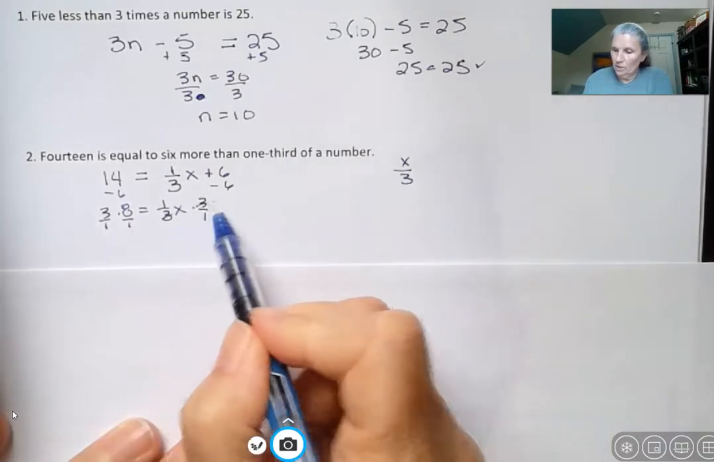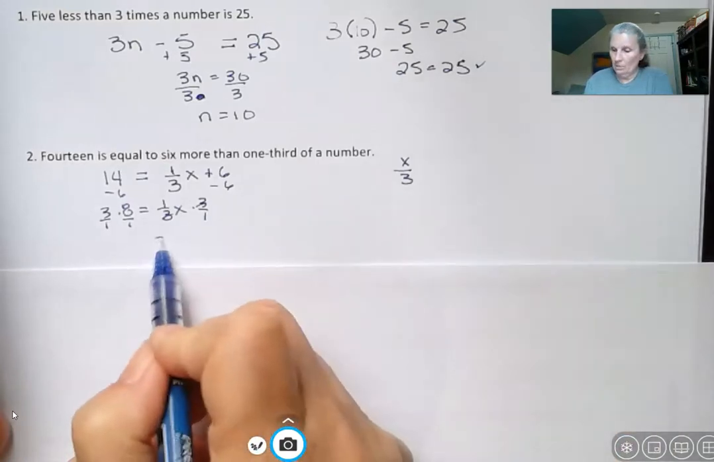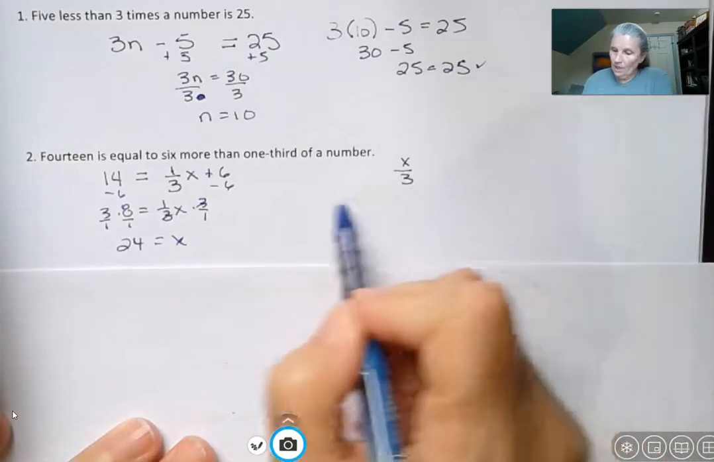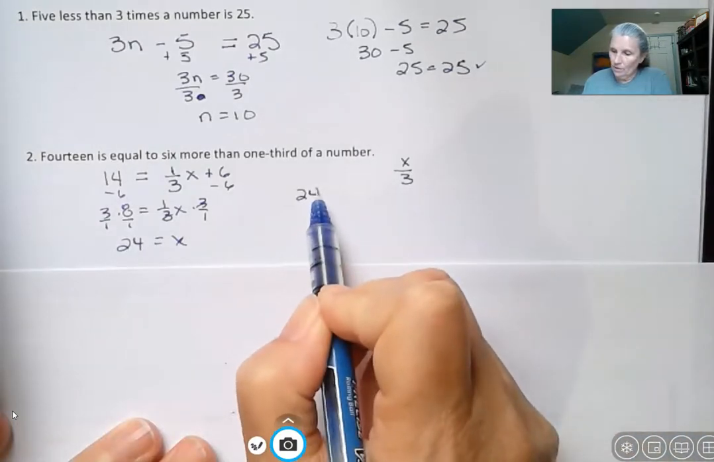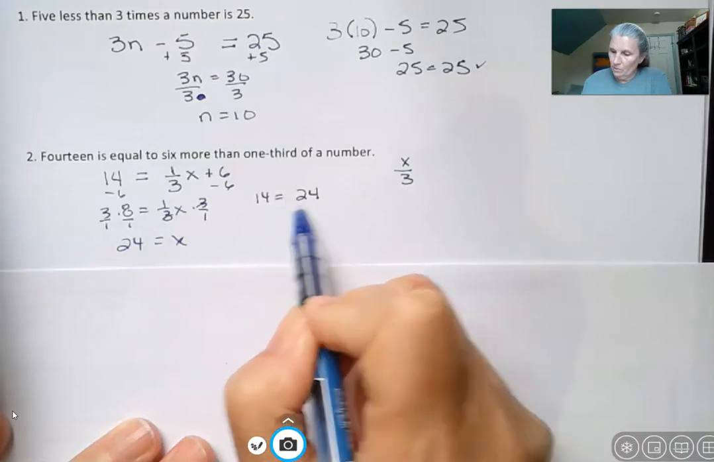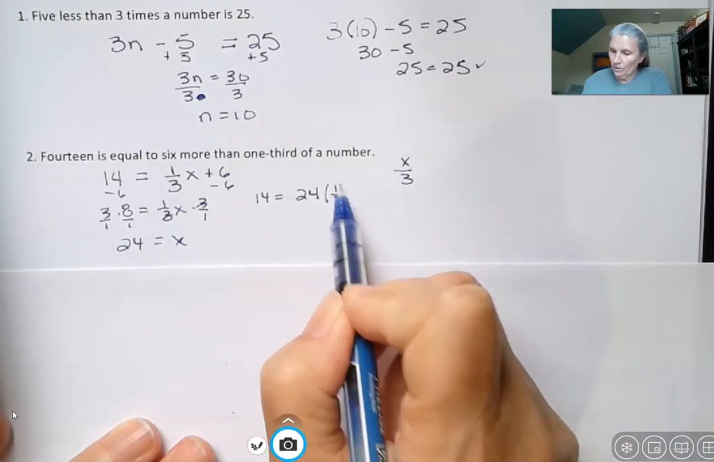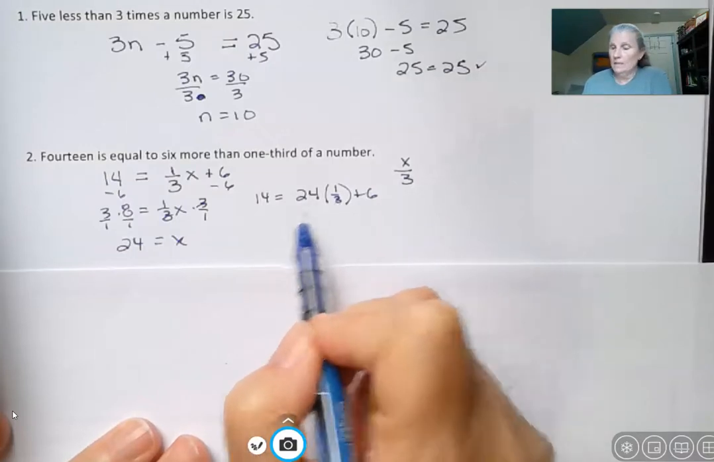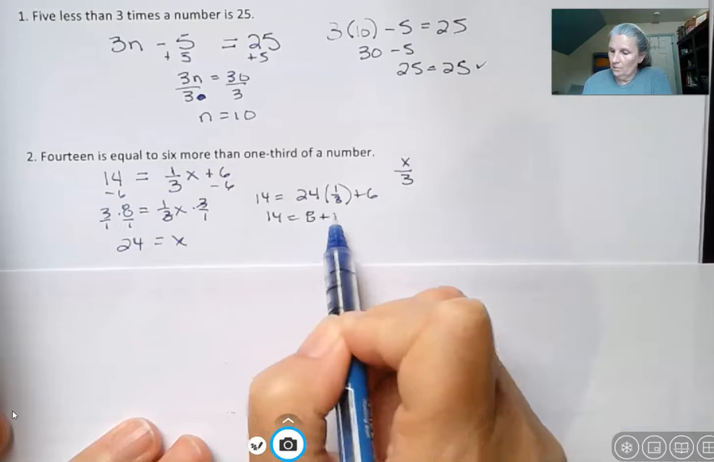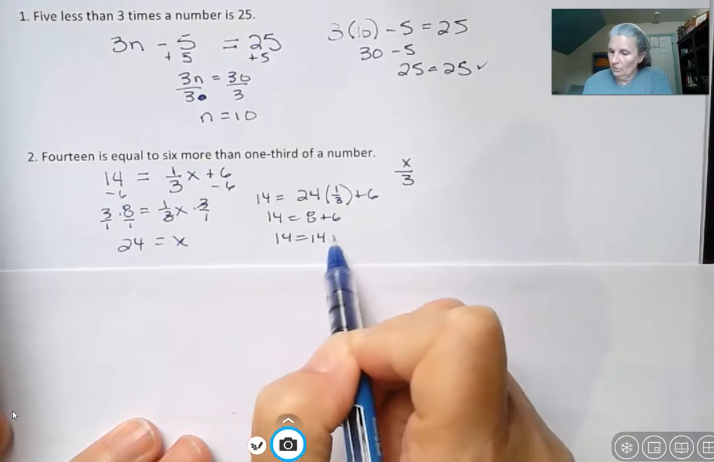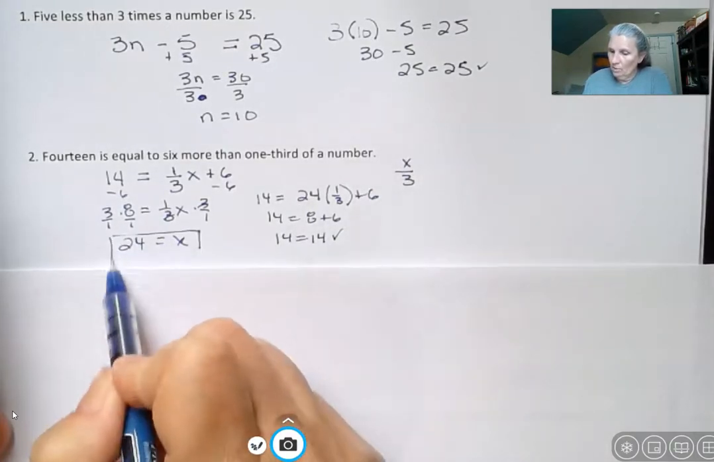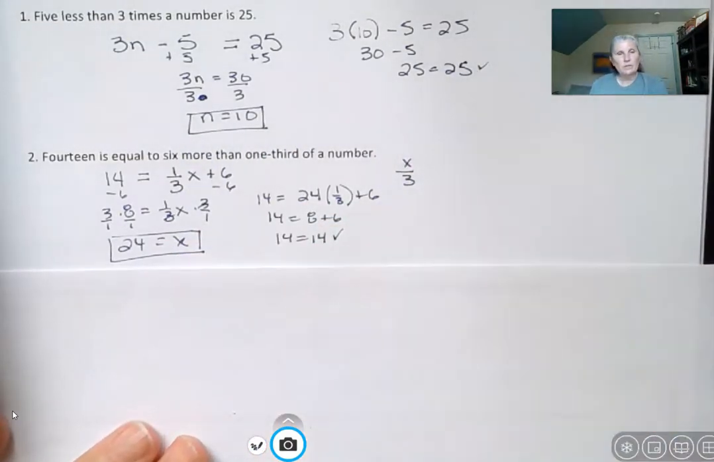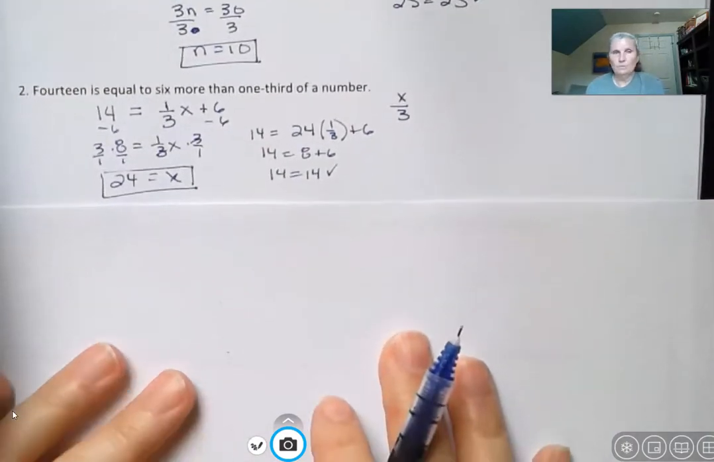Notice that these 3's will just cancel, and so I get 1x, which is what I want, and 3 times 8 is 24. I can check that by saying 14 equals 24 times 1/3 plus 6. And 1/3 of 24 is 8, so that 14 equals 8 plus 6, or 14 equals 14. That's the check. Let me go back and put the answer in a box, because the check isn't your answer. Your answer is what that variable equals.